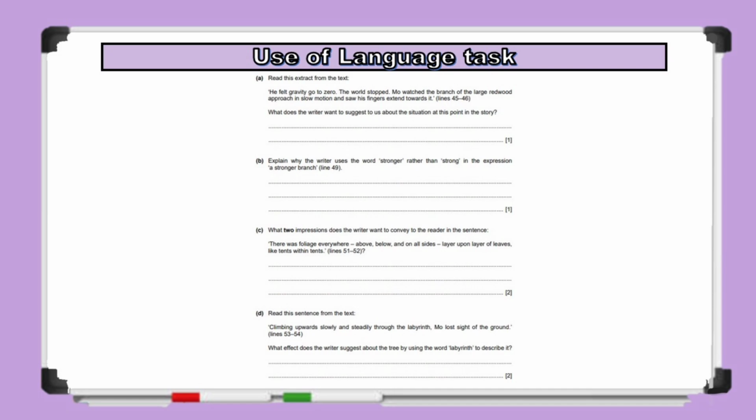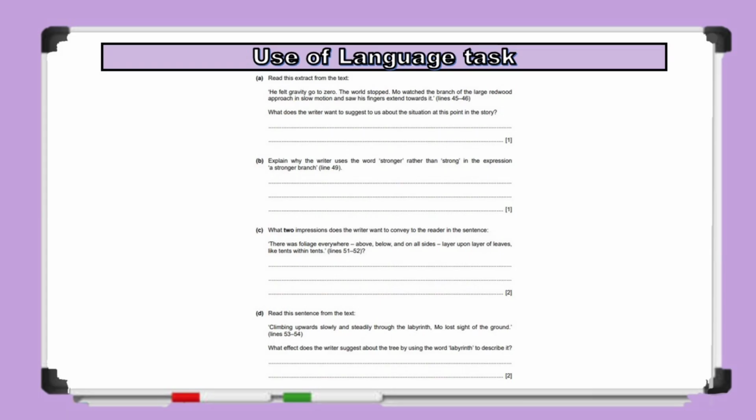Now let's move on to question 2, which is the writer's language and effects question. This question is quite different from the comprehension questions because here the examiner is not testing whether you simply understand the passage. Instead, the examiner wants to know whether you understand why the writer has chosen certain words and phrases, what they suggest, what picture they create in the reader's mind, and what effect they have on the reader. In other words, you have to become a language detective.